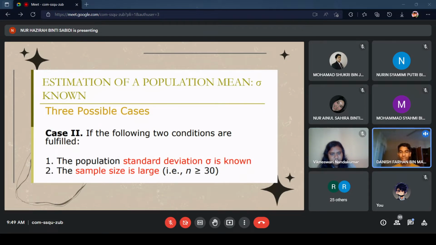For the second case, there are two conditions. The first one is standard deviation of the population is known. The second one is the sample is large.